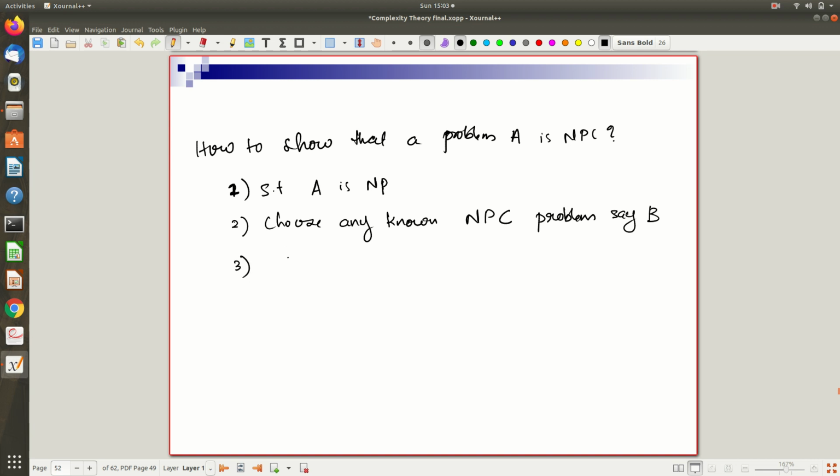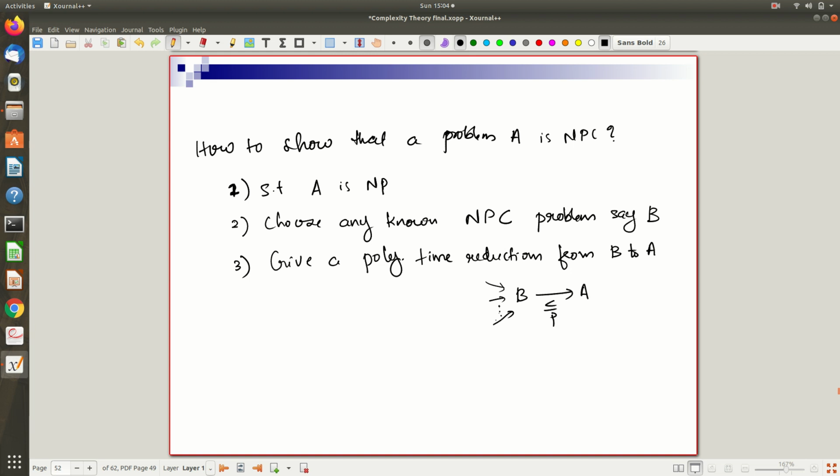Now the third step, what you have to do is give a polynomial time reduction from B to A. So B is something that we already know as an NP-complete problem, in the sense that from all other problems there is a reduction to B. Now from B I am reducing to A.